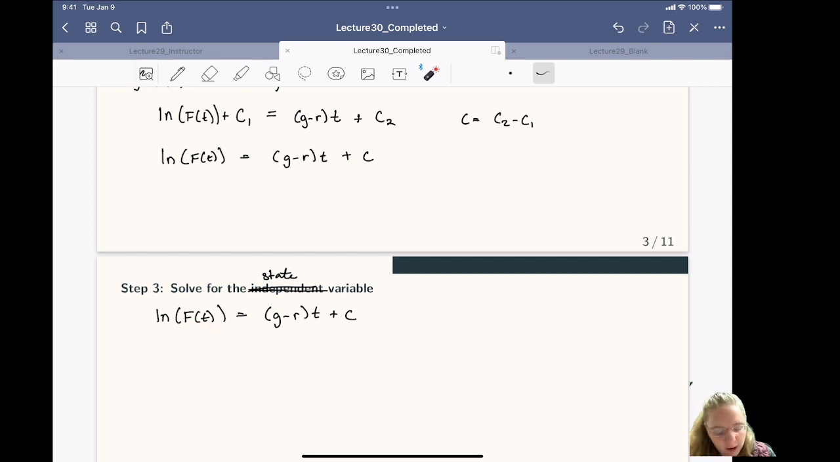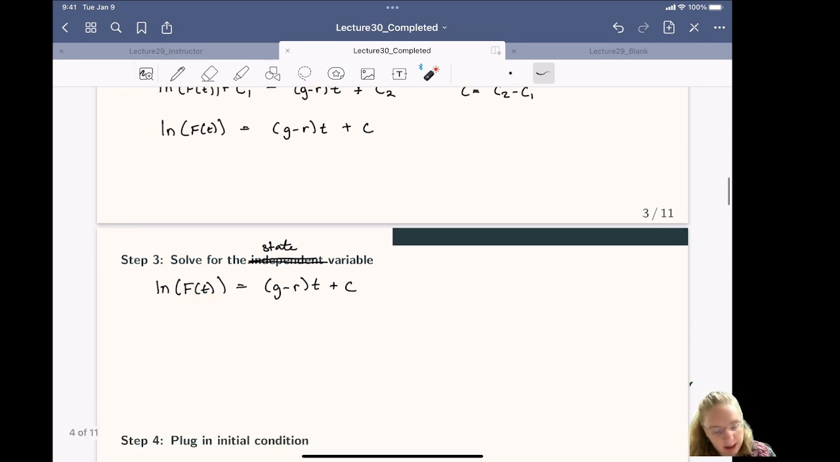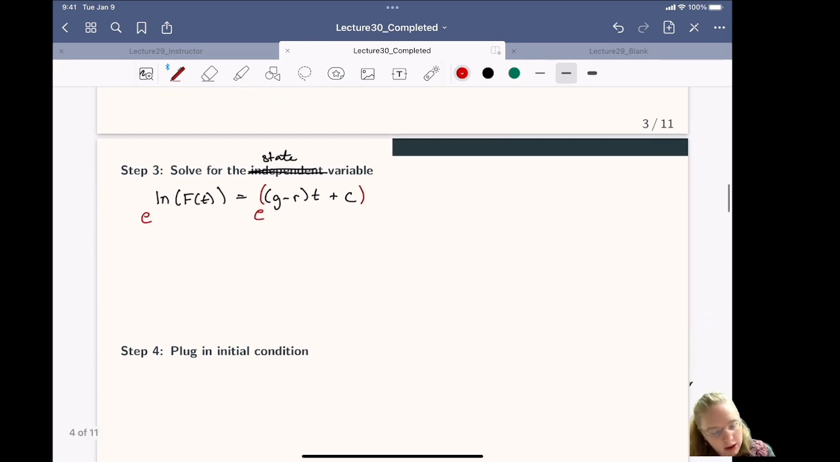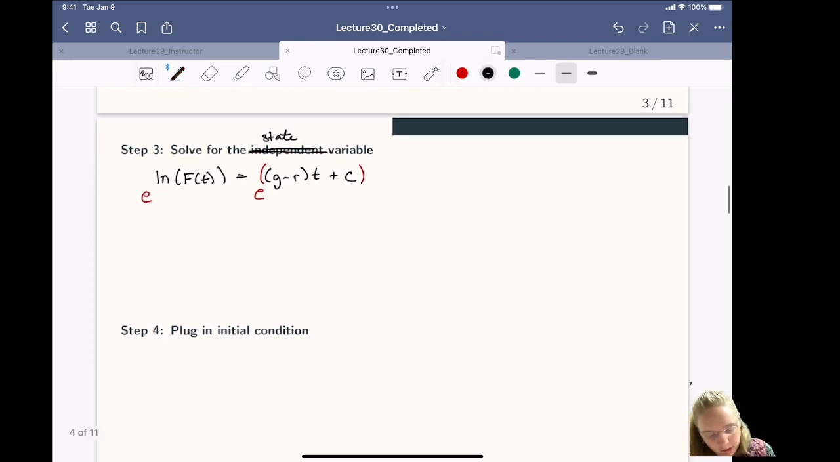You know how to solve logarithm functions. You're going to end up taking an e to both sides. You have an e to this side and an e to this side. Note that this whole thing is in the exponent. All right, if you take the e of the natural log, those just cancel, and you just end up with f of t. And then if we have this here, we have e to the g minus r times t. If you have a sum in an exponent, another way of writing that is as a product. So you have e to the c.